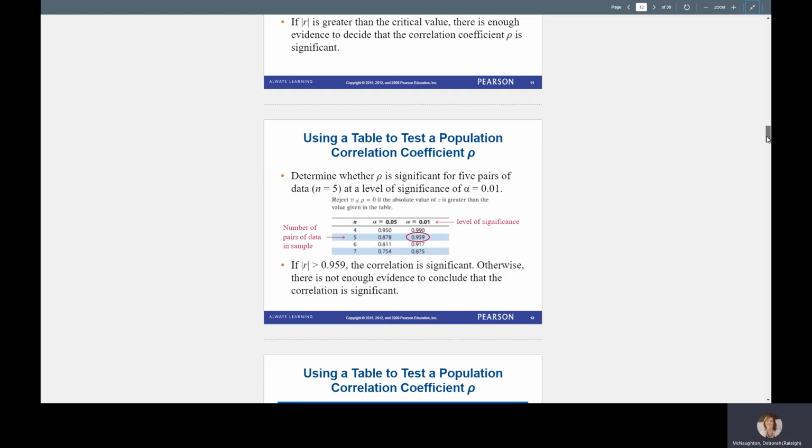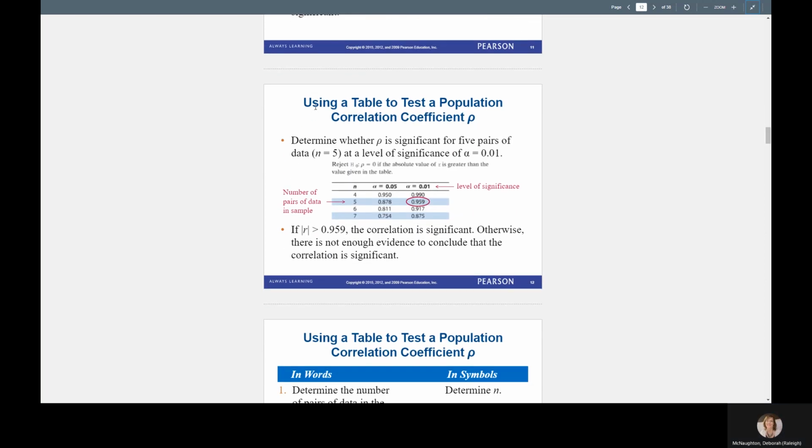All right, so this is what the table looks like. I don't believe we even do this in the homework. We'll see when we get there. But if you did need to look it up, this is what the table looks like. Using a table to test a population correlation coefficient, it says determine whether rho is significant for 5 pairs of data n. It gives us an alpha level, either 0.05 or 0.01. And then the value that you need to see significance is based on your sample size.